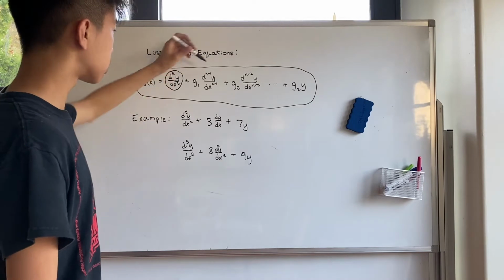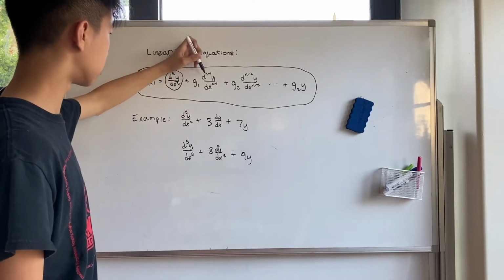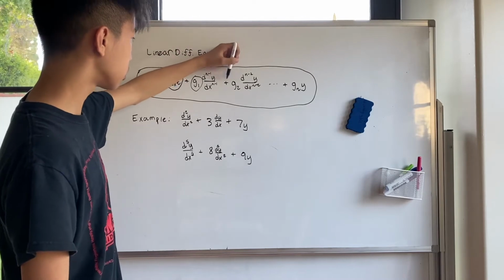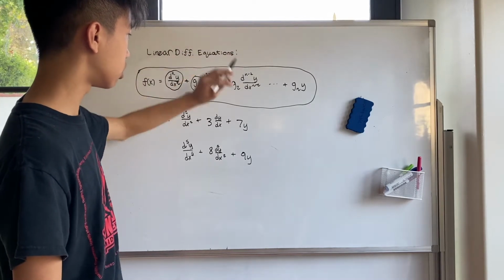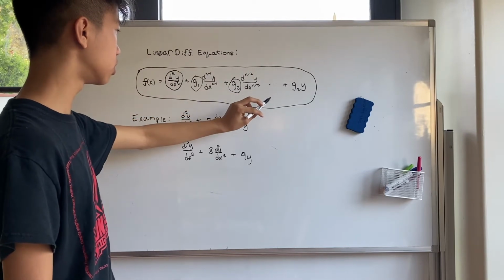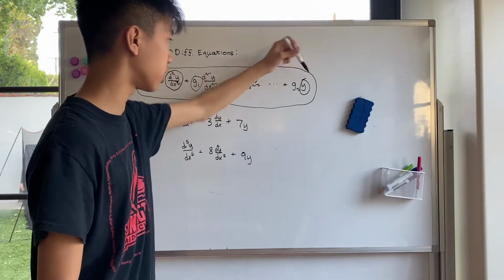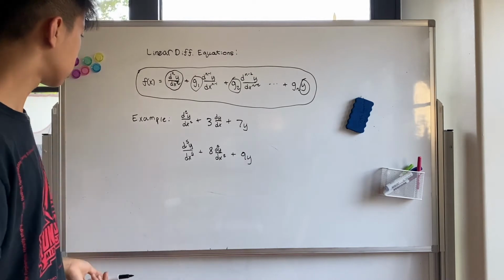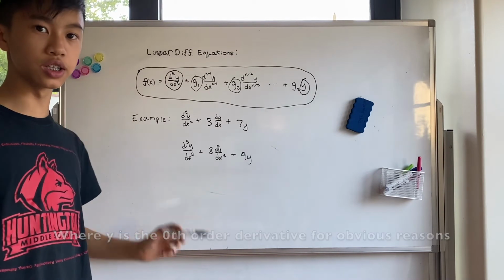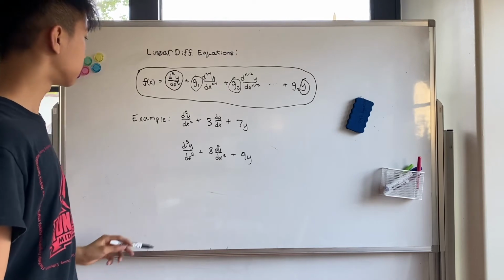a derivative that's one order lower than the highest derivative, and it can have a coefficient. And then you keep decreasing the order of derivatives and keep putting these different coefficients in until you get to y. So if it follows this form, it's a linear differential equation.